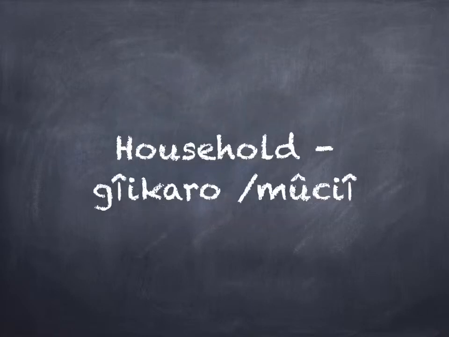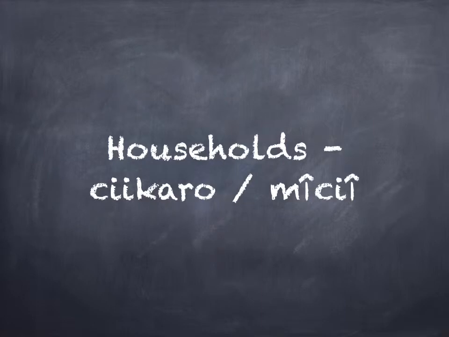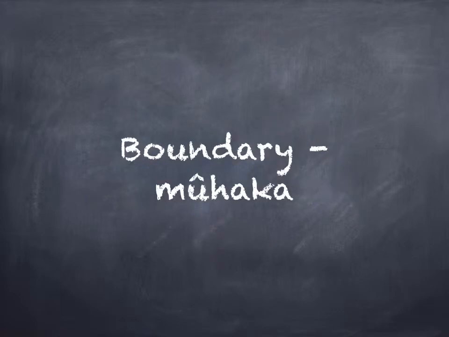Household in Kikuyu is gîkaro. Gîkaro. Another name is muciĩ. Muciĩ. And the plural is ciikaro and miciĩ. In this ciikaro, that is where you're going to find the boundary to declare the ownership. And boundary in Kikuyu is known as mũhaka.